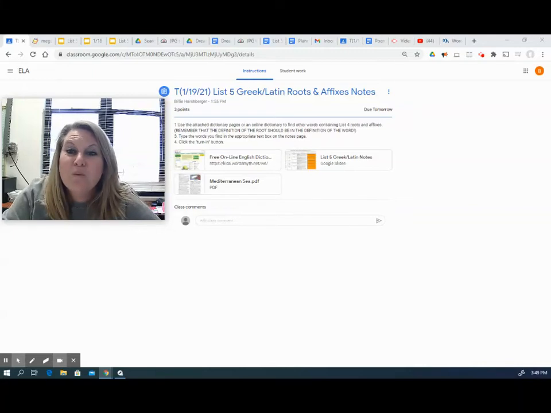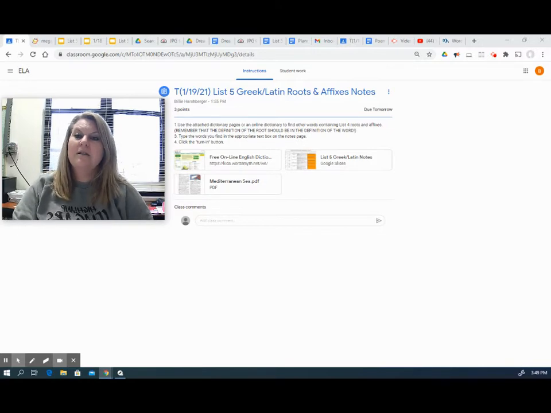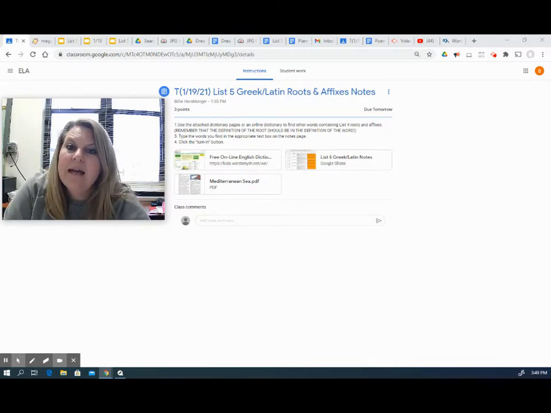Fifth grade. For today's word work lesson, we are going to be focusing on Greek and Latin roots and affixes. We're on list 5. You took your pre-test yesterday. Today is the day where we will add other words containing list 5 roots and affixes. And we do that using our notes page that's found in your work and online dictionaries, as well as the scanned pages of the children's dictionary.